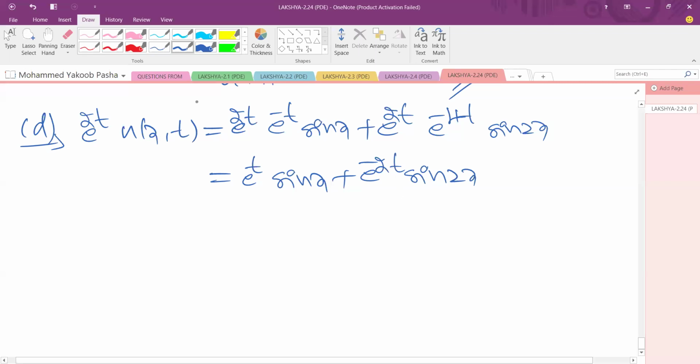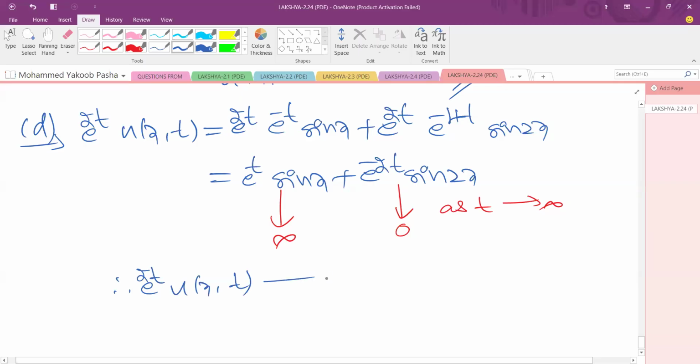As t tends to infinity, the second term tends to 0. Now what about e power t into sin x? It is infinite. Here there is no minus sign in the power; if there were a minus, we would write it tends to 0. Therefore e power 2t into u of x comma t tends to infinity plus 0, which means infinity, as t tends to infinity.